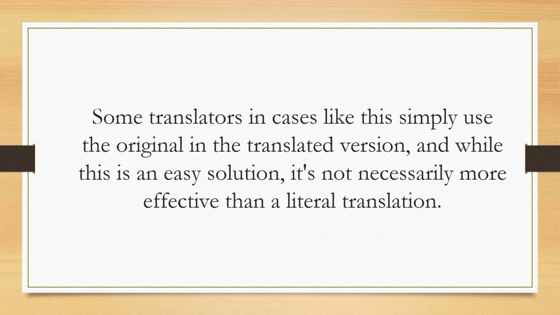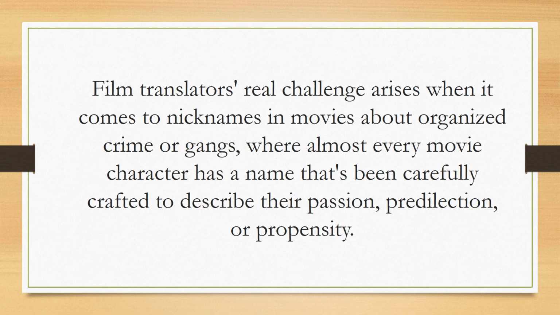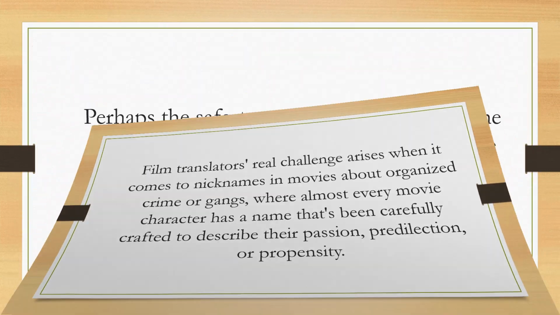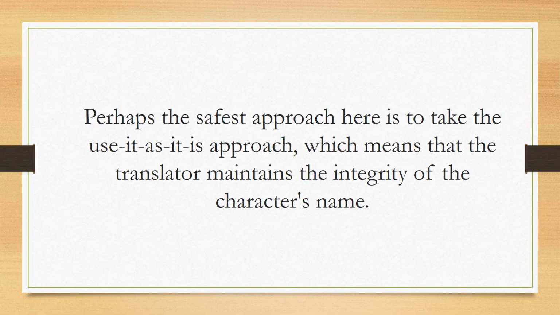Film translators' real challenge arises when it comes to nicknames in movies about organized crime or gangs, where almost every movie character has a name that's been carefully crafted to describe their passion, predilection, or propensity. Perhaps the safest approach here is to take the use it as it is approach, which means that the translator maintains the integrity of the character's name. Much less stress for the translator.